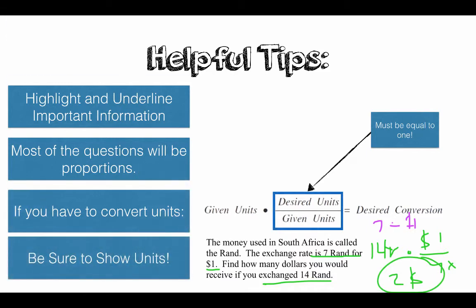Last but not least, be sure to show your units when you're answering the question. If you gave me just 2 for an answer, that would truthfully be incorrect because I don't know 2 what. We could go on forever. Make sure you show those units.